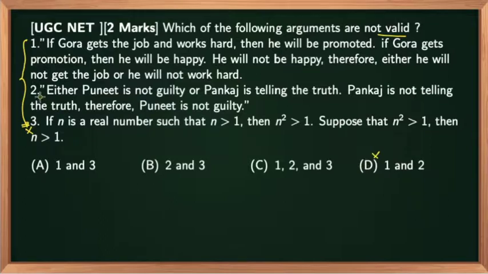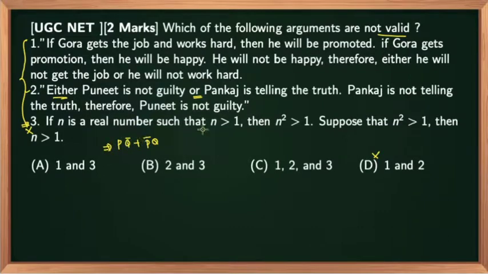Now let's see choice 2. It says either Puneet is not guilty or Pankaj is telling the truth. Okay, so we have either or. See, either or, right? So what is either or? It is equivalent to XOR, right? So if you have an XOR gate, that will be equal to P Q bar plus P bar Q, right? This is the XOR expression.